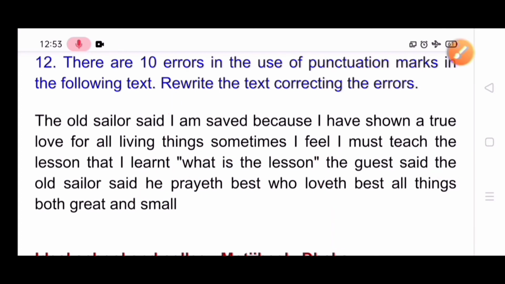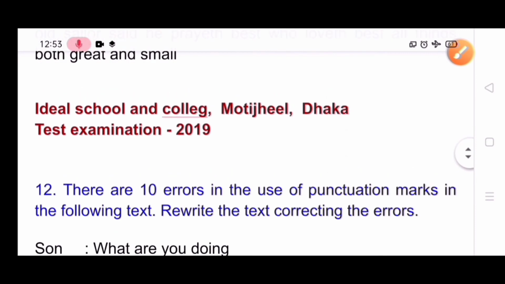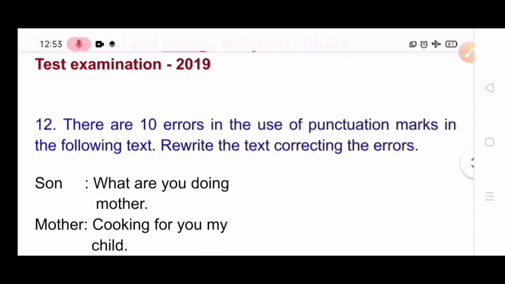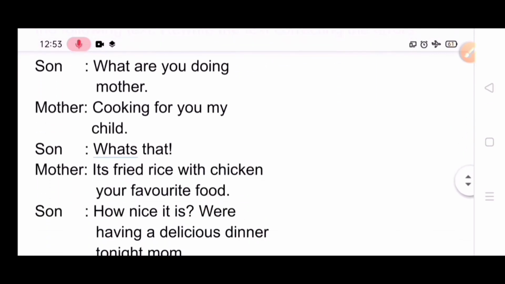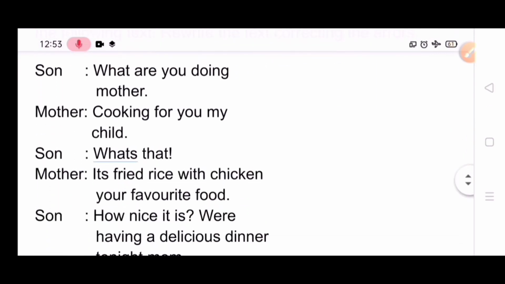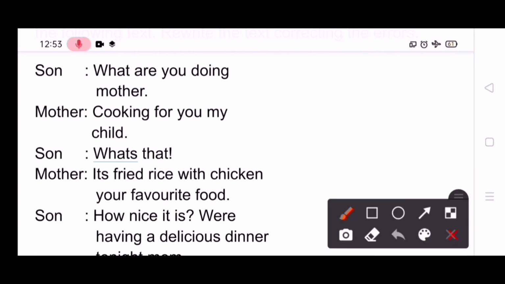Okay, learners, I would like to go to the next question. It is taken from Ideal School and College, Motijheel, Dhaka, Test Examination 2019. Yes, it is given in a dialogue style. Okay, I would like to start. "Son, what are you doing, mother?" As it is given in dialogue style, I would like to use a comma here. "What are you doing, mother?" Then a question mark.